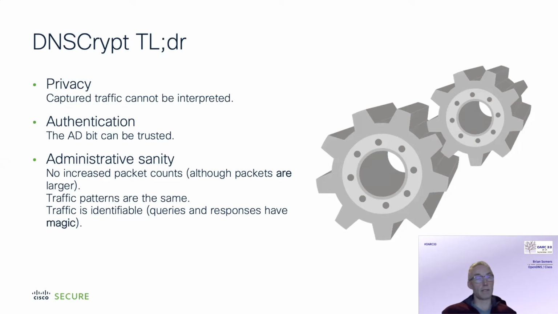One of the other nice things about DNSCrypt is the traffic is identifiable. Each of the queries and the responses have a magic first 8 bytes in them. So you can actually identify this traffic, even if it is on port 443, and act accordingly in terms of generating graphs and statistics.